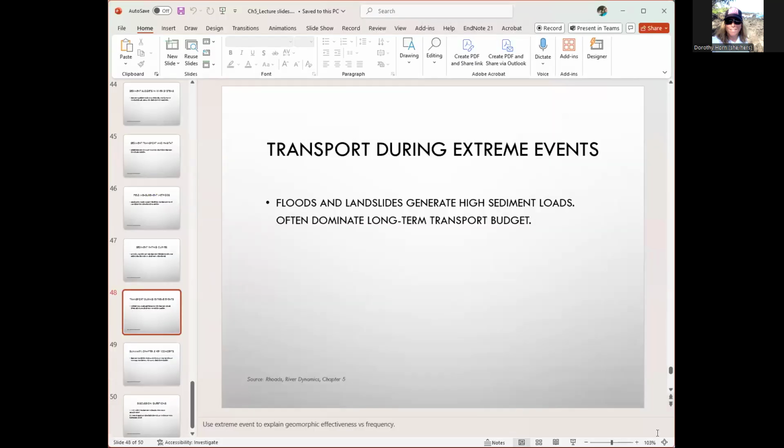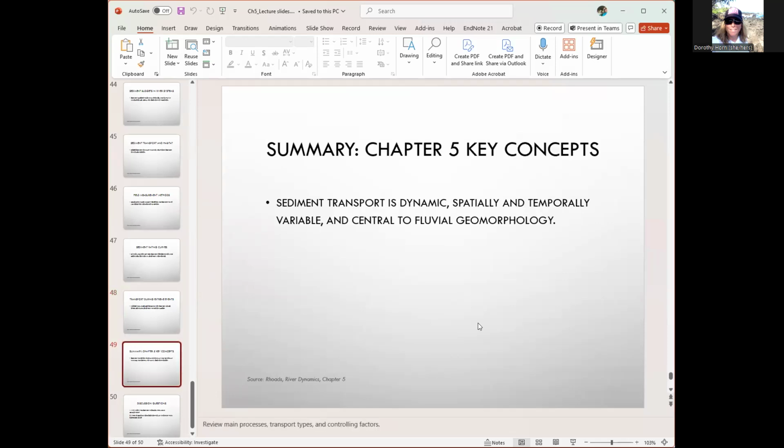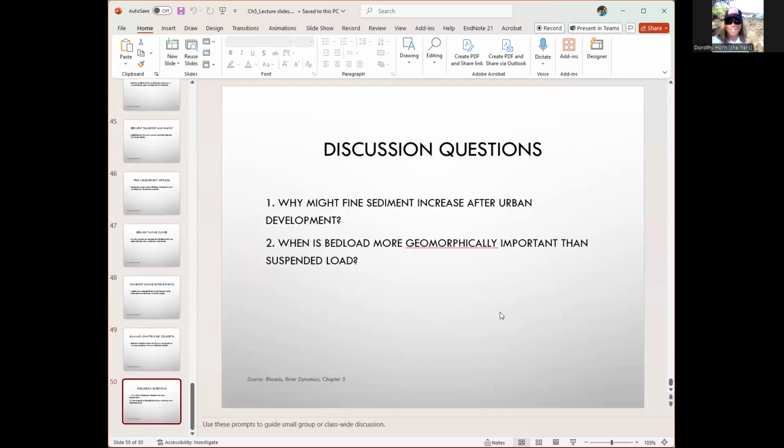Oh, I need to go over the last slide. So the key things that you need to know about is sediment transport, right? It's dynamic, up and down. The space and time is variable, and this is a central focus of fluvial geomorphology, all right? I put a couple questions in here that could be on the test, so it's something that you can kind of think about and practice. All right, so that was chapter 5. So now we'll do chapter 6.